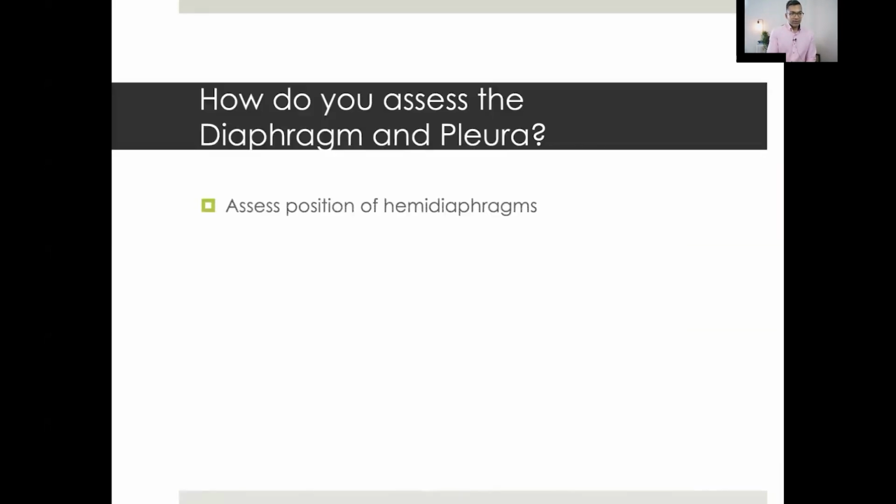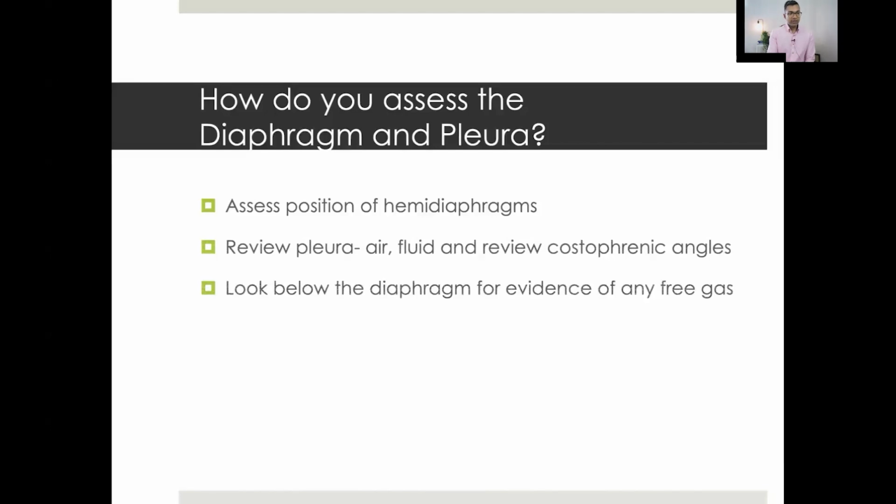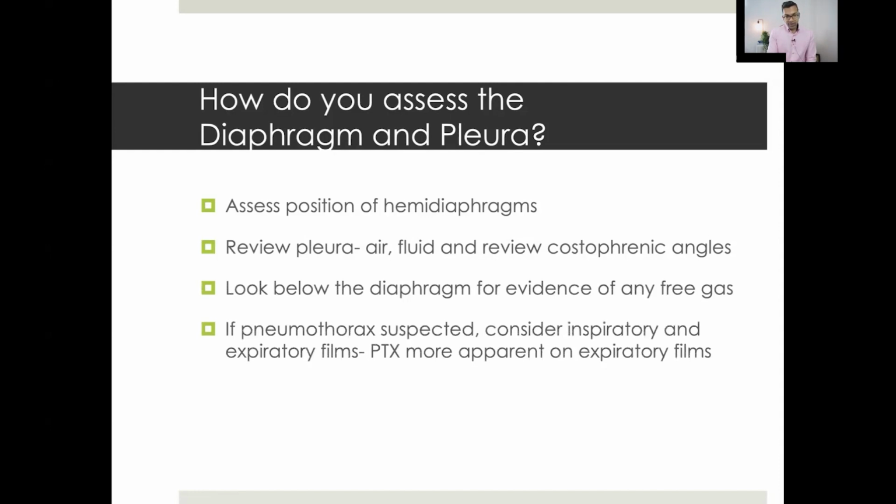How do you assess for diaphragm and pleura? So assess the position of the hemidiaphragms, review pleural air and fluid, review costophrenic angles, look below the diaphragm for evidence of any free gas. If a pneumothorax is suspected, consider inspiratory and expiratory films because expiratory films will cause the pneumothorax to be more pronounced. And they may have the presence of a deep sulcus sign.